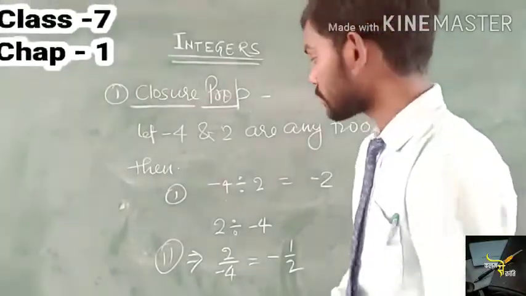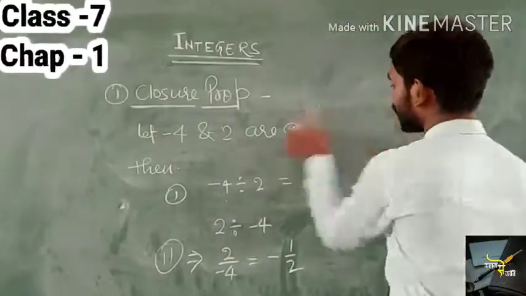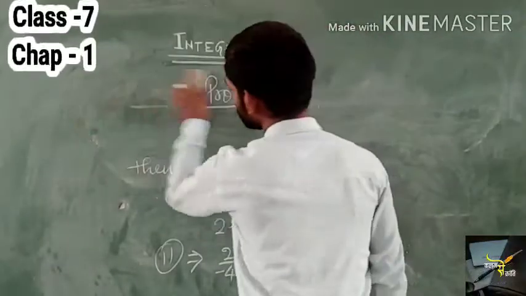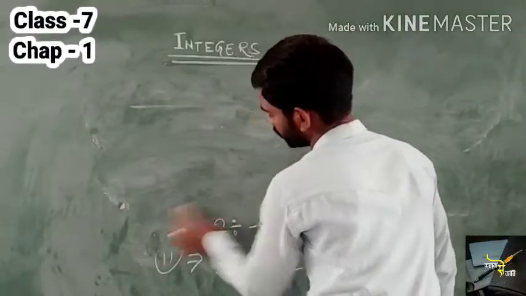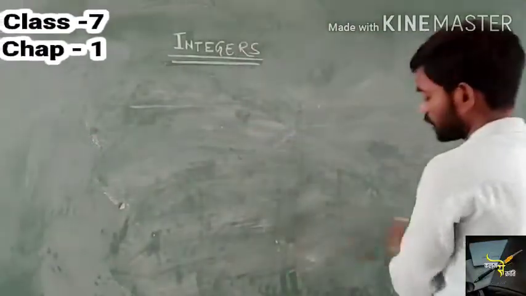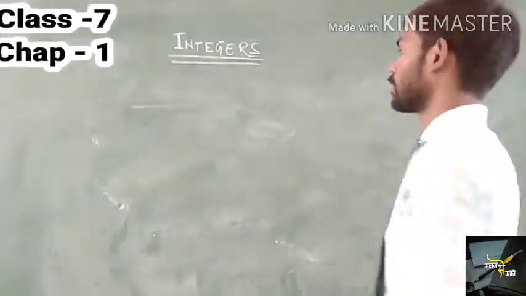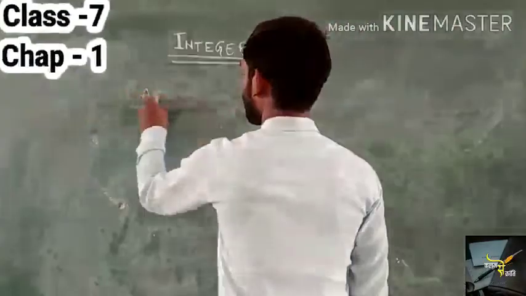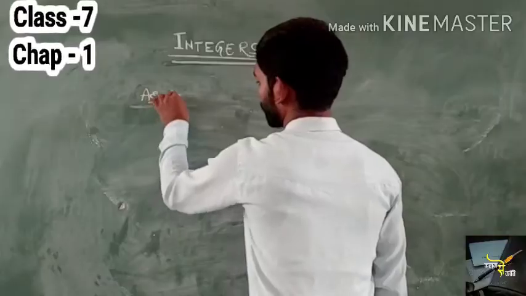Similarly, the associative property also does not hold in the case of the operation of division. So here we can see the associative property.